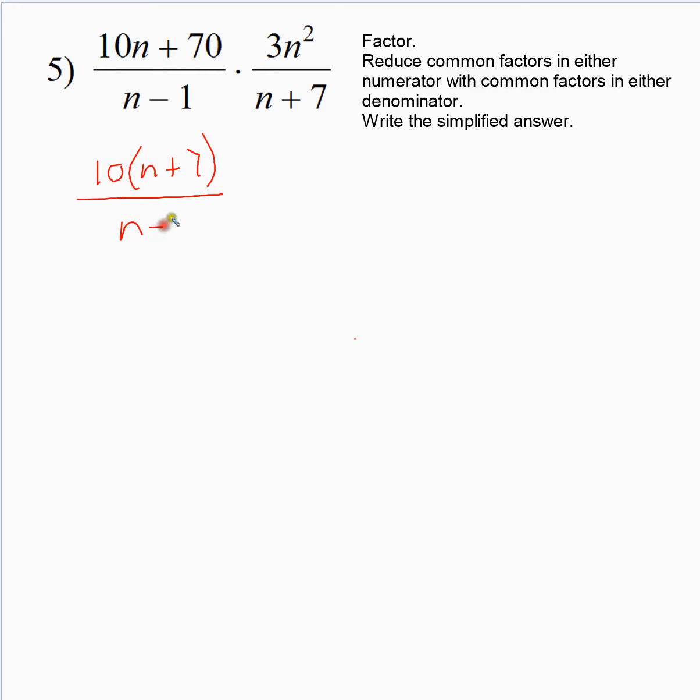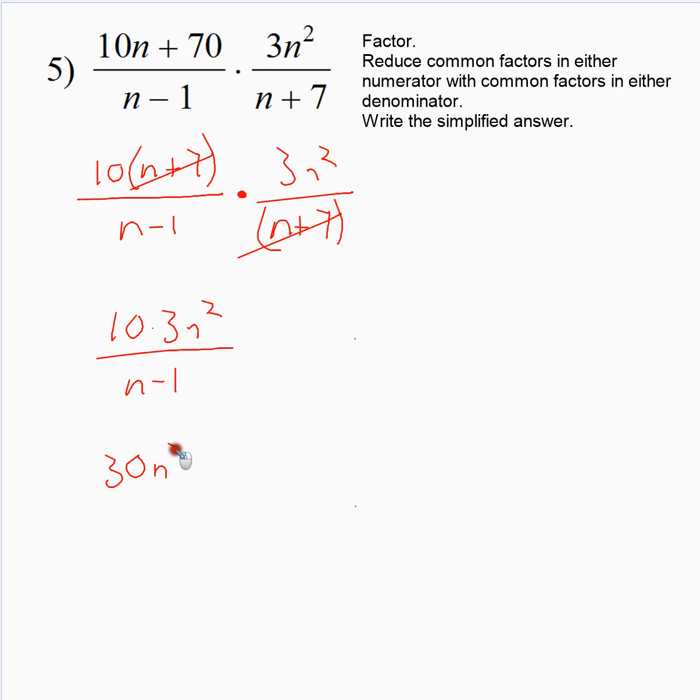over n minus 1 times 3n squared over n plus 7. And so n plus 7 here is a factor. It can reduce with n plus 7. And we're left with 10 times 3n squared over n minus 1. Well, 10 times 3n squared is 30n squared over a denominator of n minus 1. And that's your answer to that one.